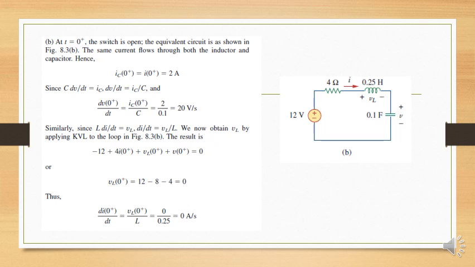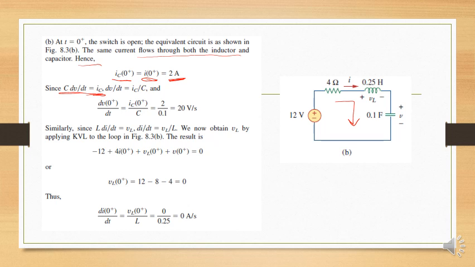Now, the same current flows through both the inductor and the capacitor. So, I of C of 0 positive is equal to I of 0 positive. Why? Because they are both in series, and we have already found in our previous step that it is 2 amperes. Now, C dV over dt is equal to IC. We studied this in our first lecture, I think. And dV over dt is equal to IC over C. This C comes below this IC, right?